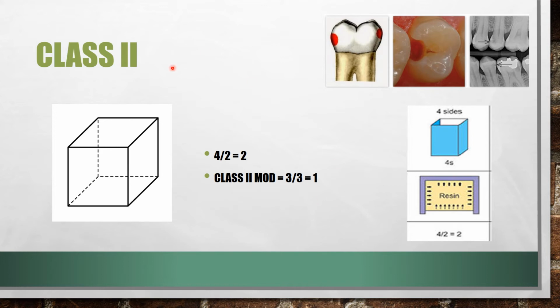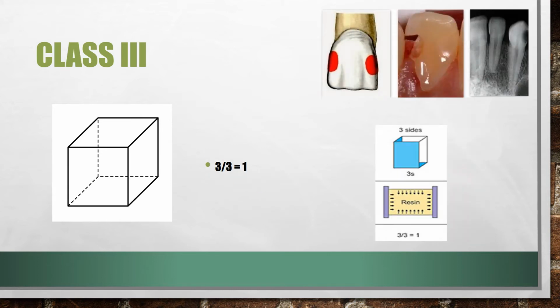So this is the configuration factor for your class 2 cavity, which is the ideal one, that is mesio-occlusal or disto-occlusal, and for the class 2 MOD preparation it is 1. Now the next is the class 3 cavity preparation. Class 3 involves the proximal wall in the anterior teeth and it is not involving the incisal edge. So that becomes your class 3 according to GV Black.